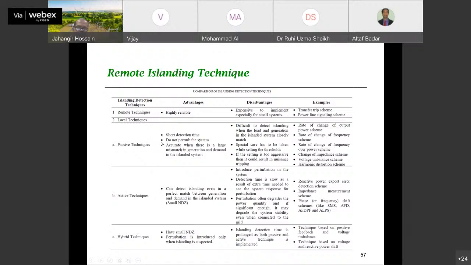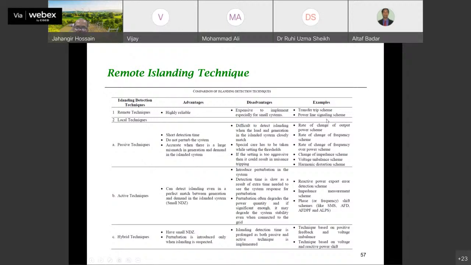The passive one has a very short detection time. Also, you might have some non-detectable zone. That non-detectable zone is the disadvantage. But the advantage is that you can detect quickly. You don't have to make any disturbance in the system, but it is accurate when there is a large mismatch in the generation and demand.